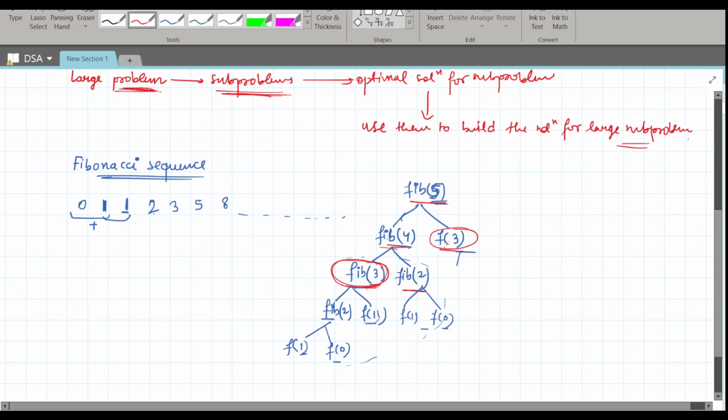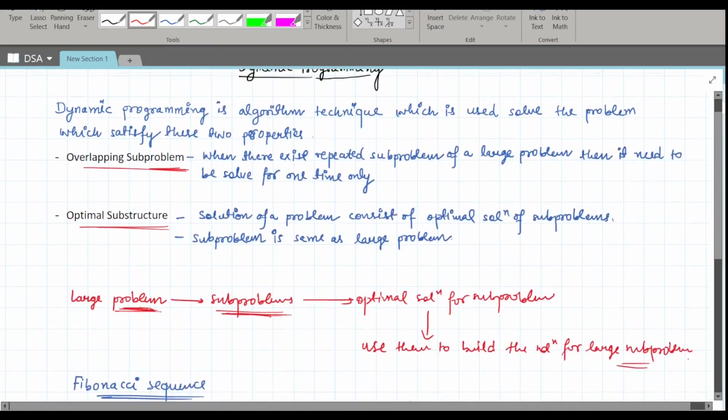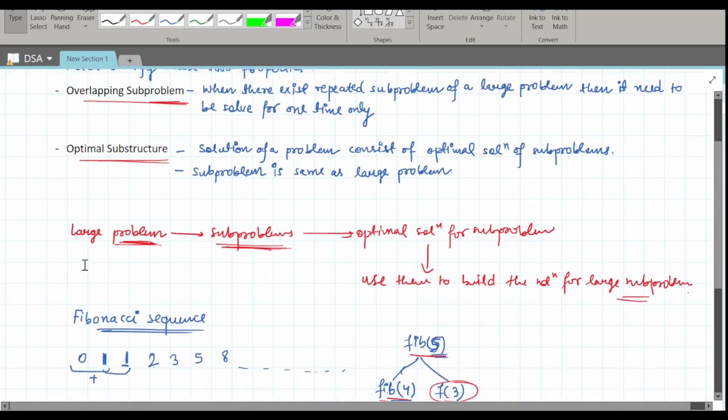And then later when we come here, instead of dividing this into further subproblems and solving it again, we can use the solution for this fib 3. Similarly, fib 2 is repeating here, fib 1 is repeating, fib 0 is repeating. So this is called the overlapping subproblem. And the second property is called the optimal substructure.